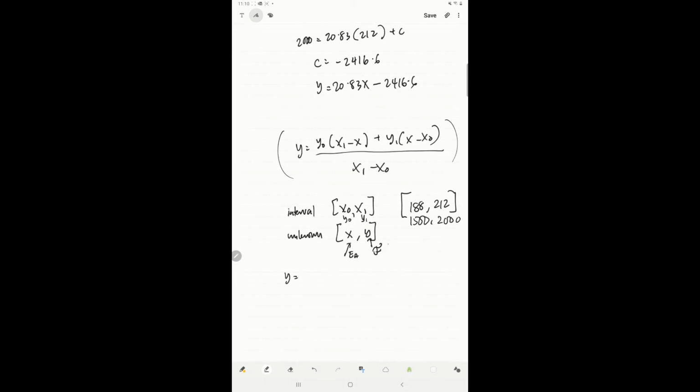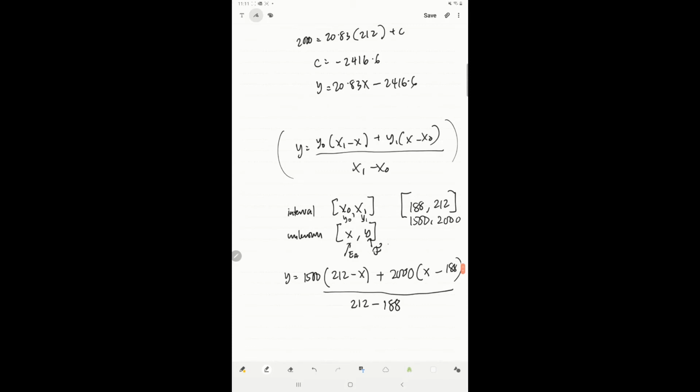Okay, so from the equation we can put something like this: y equals y naught, which is 1500, plus y1 minus y naught times x minus x1 over x2 minus x1... in the speaker's form: y equals y naught is 1500, and then x1 is 212, minus x, plus y1 is 2000, and then x is we don't know yet, minus x naught is 188, divided by x1 minus x naught, which is 212 minus 188.